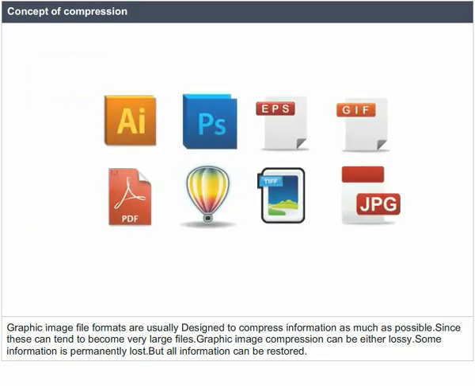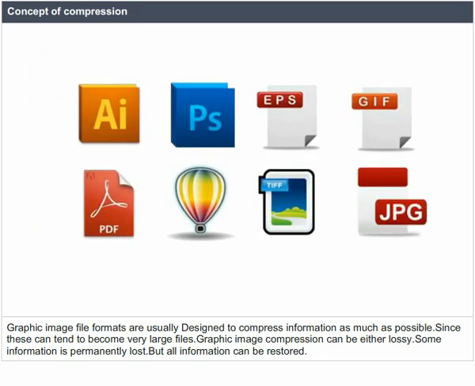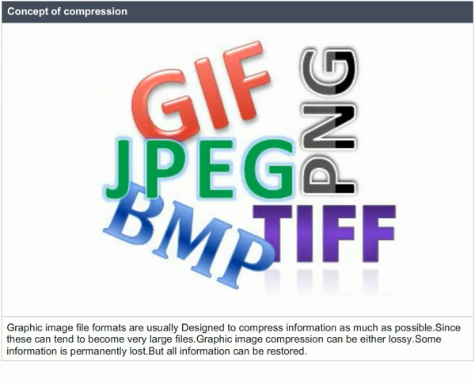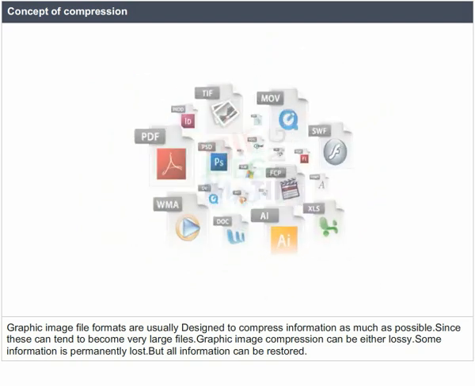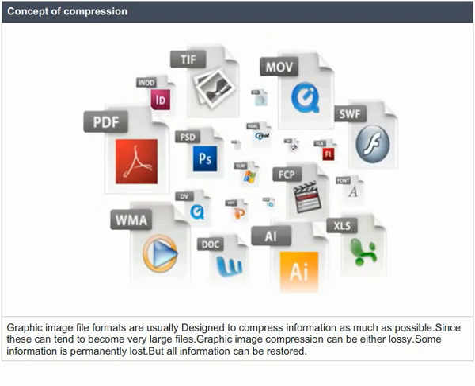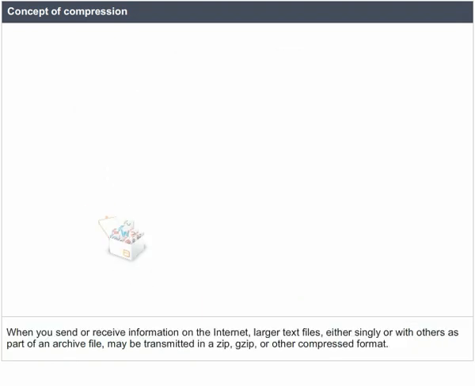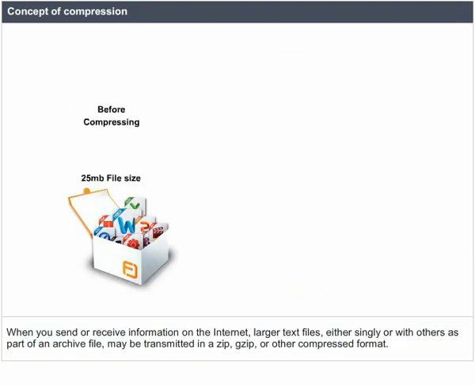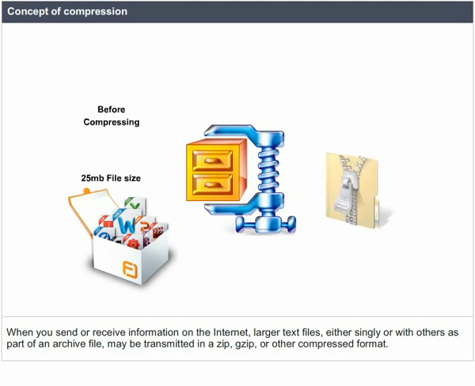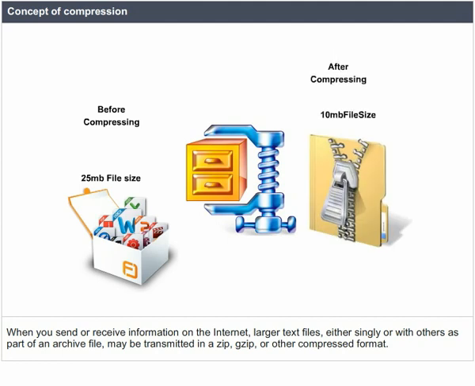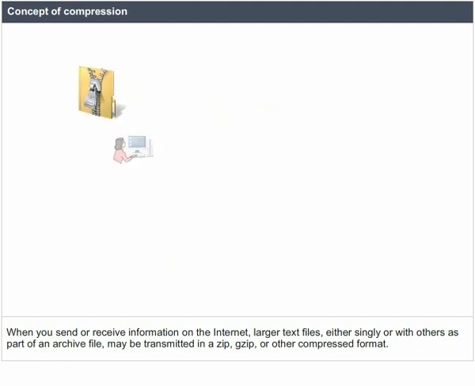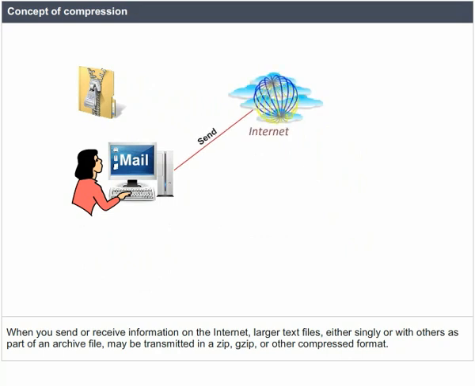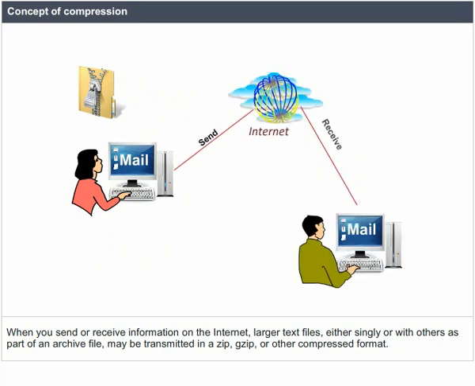Graphic image file formats are usually designed to compress information as much as possible, since these can tend to become very large files. Graphic image compression can be either lossy, where some information is permanently lost, or lossless, where all information can be restored. When you send or receive information on the internet, larger text files, either singly or with others as part of an archive file, may be transmitted in a zip, gzip, or other compressed formats.